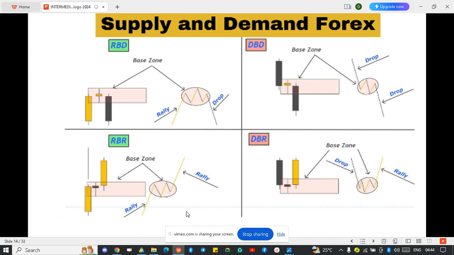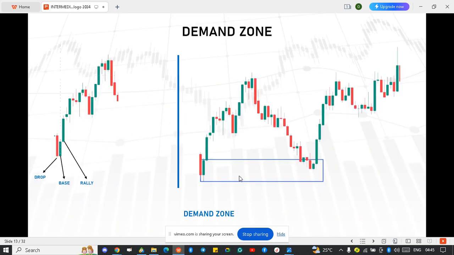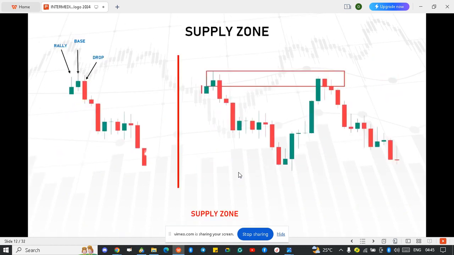A buy candle. So for a swing demand, we have a drop, we have a base, and we have a rally. Now let me take you quickly back, I needed to show you something here.